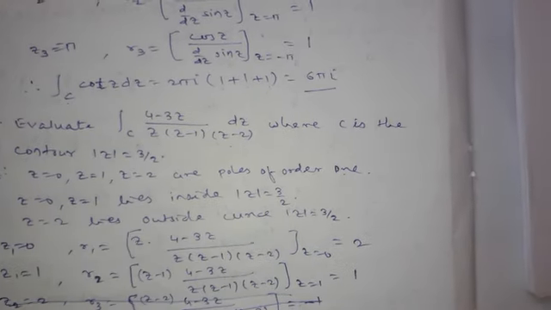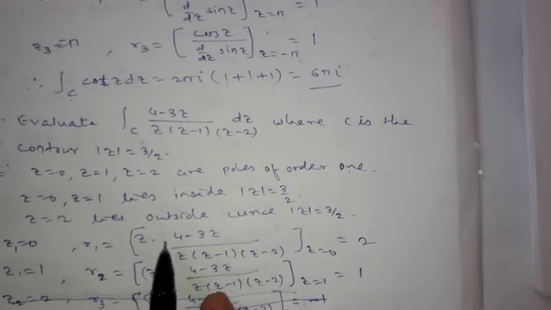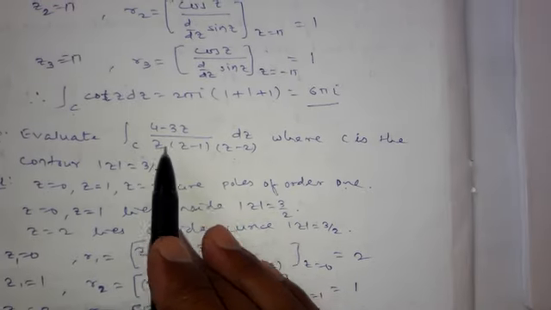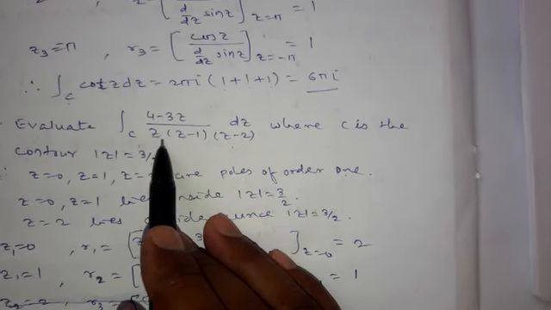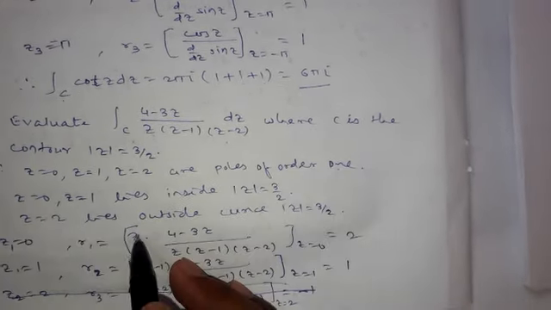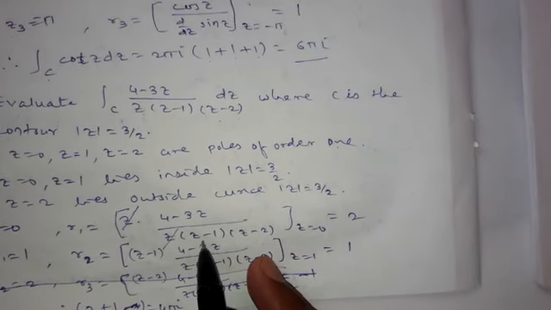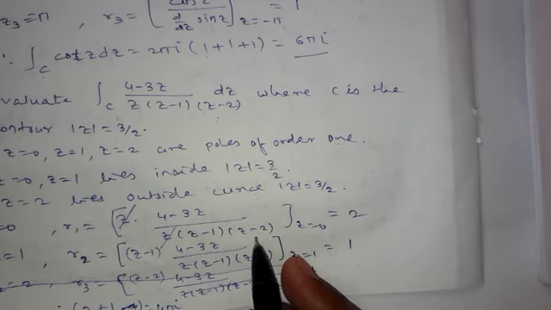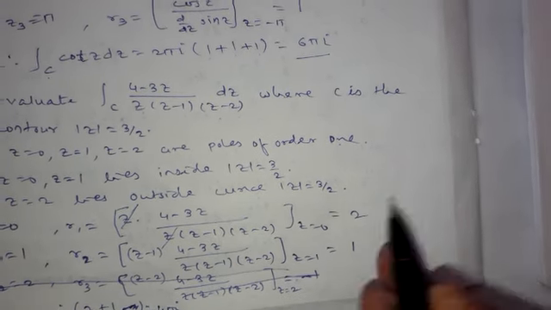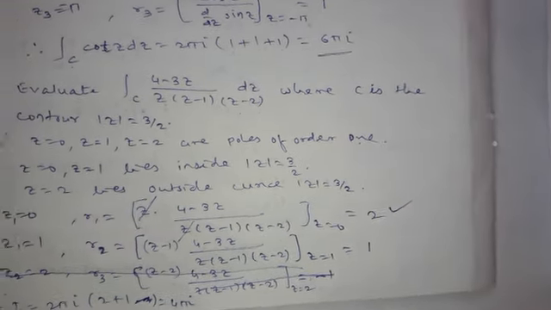z minus 0 times f of z, which is (4 minus 3z) upon z, (z minus 1), (z minus 2). So this z gets cancelled and we put z equal to 0. We will get 4 upon (minus 1) into (minus 2). So 4 upon 2 is 2. So this is our value.